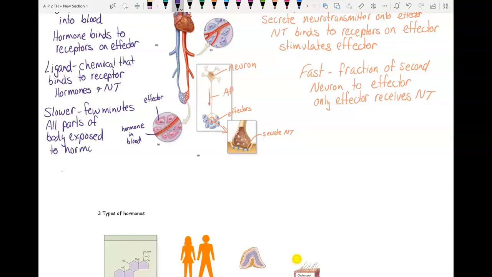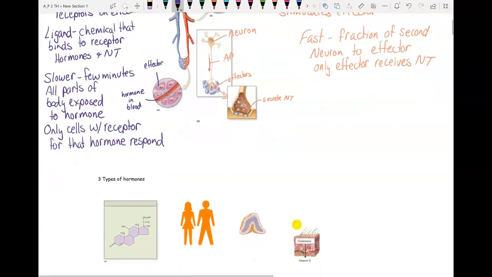So the way you target specific cells is with the receptors. Only cells with the receptor for that hormone will respond to it. So any cell that does not have a receptor for that particular hormone is just going to ignore the hormone, even though it's being exposed to it.